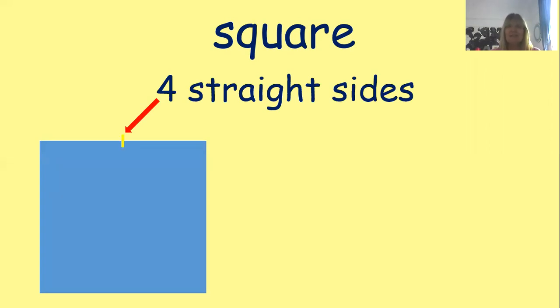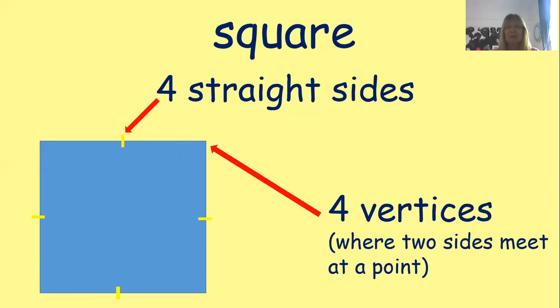It also has, well, let's just have a look. We'll count them. 1, 2, 3, 4. It also has four vertices. Those are those corners, the points where two sides meet. So it's got four vertices. And we're going to count those. 1, 2, 3, 4.